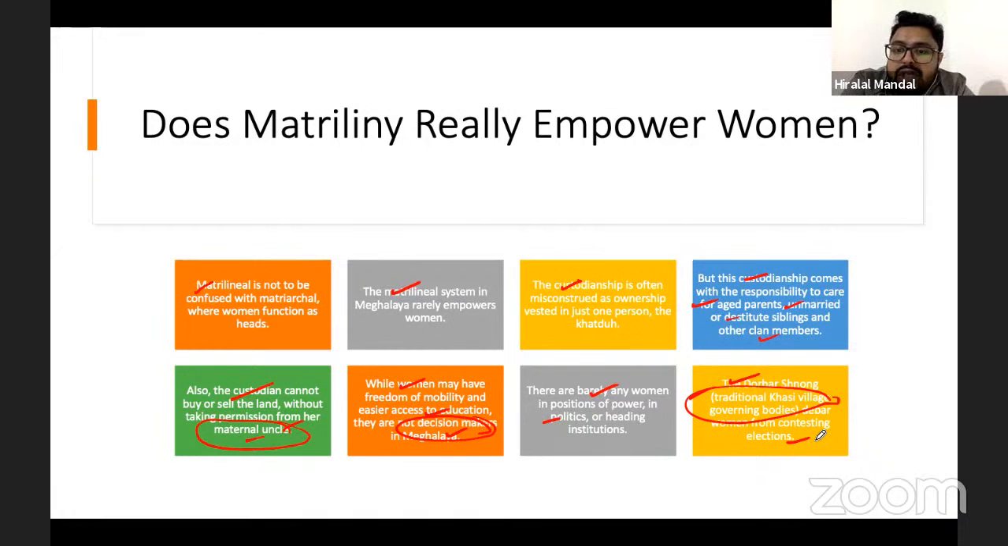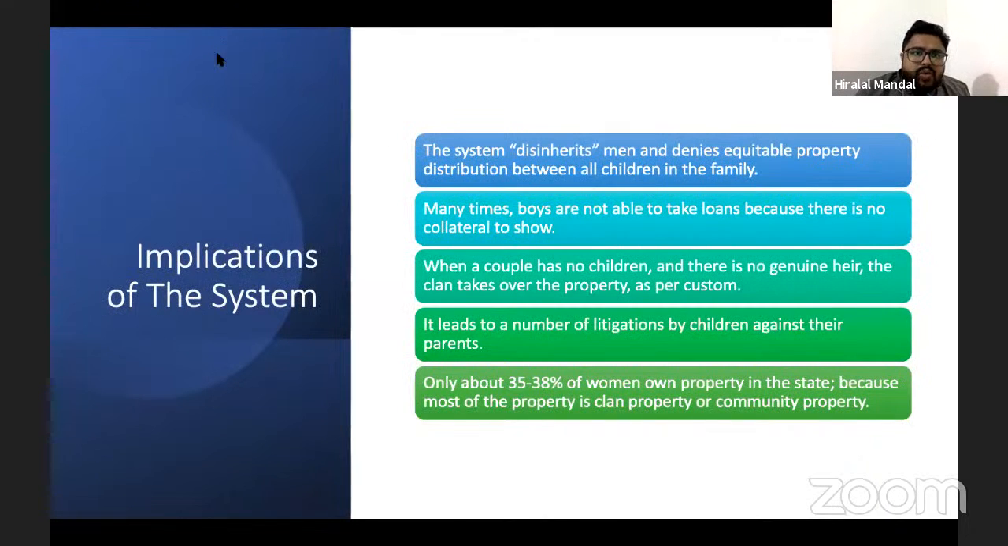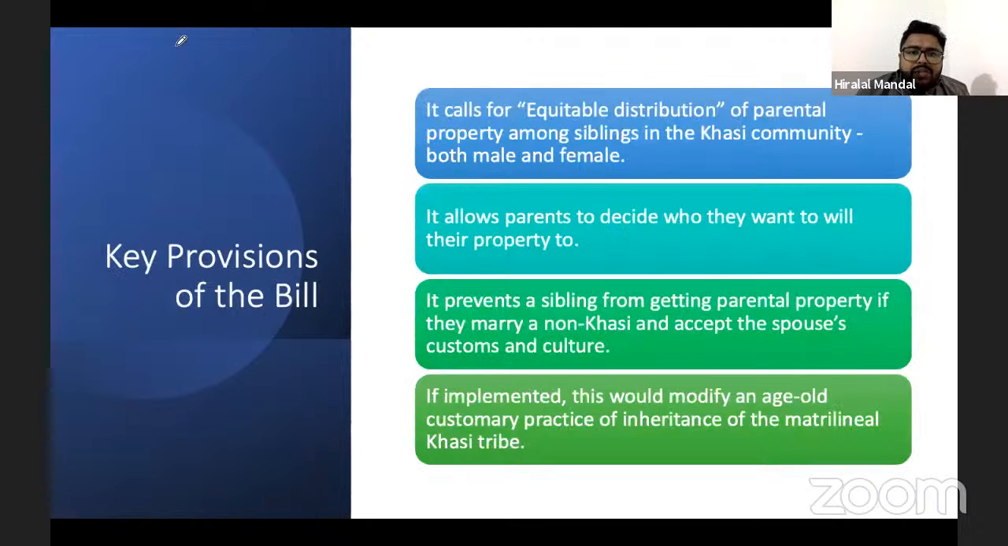So in their traditional Khasi village governing bodies, they are not allowed to contest elections. Largely that is the reason why they don't have participation in politics. They are not found in positions of power, and therefore in reality they are not in a situation to take decisions. Okay, this is what the bill is talking about. The bill basically talks about trying to change this situation, and at the same time trying to improve the distribution of parental property.